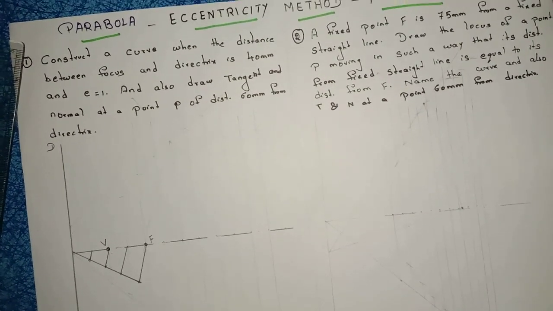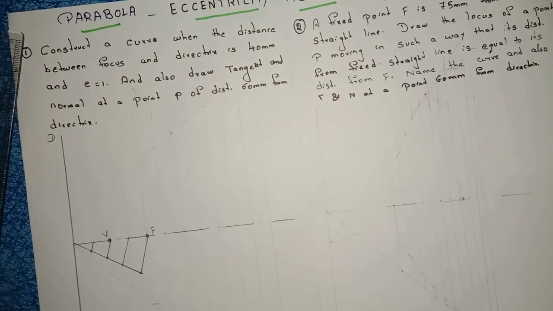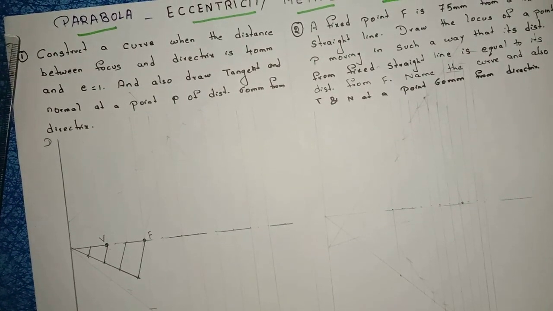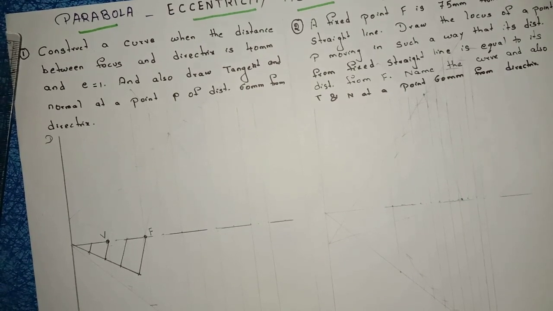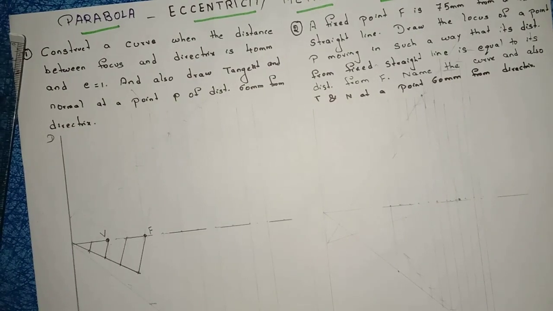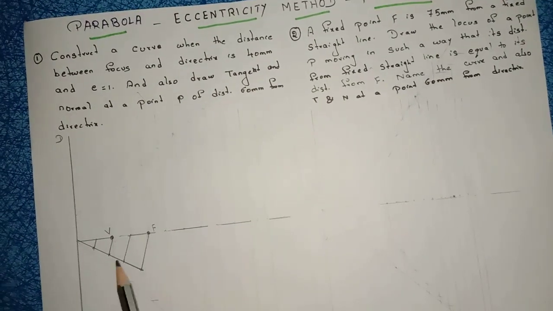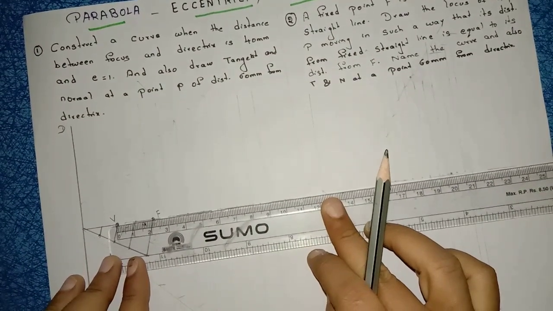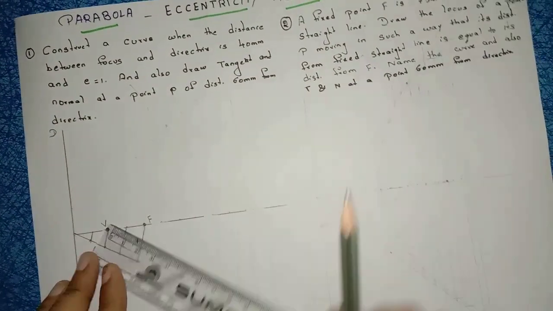Coming to ellipse, ellipse is a closed curve, so we are marking the vertex V1 and V2, starting vertex and ending vertex. Here parabola is an open curve, it never ends, so we have only vertex V. After that, measure the distance from V to F. It will be 20 mm.